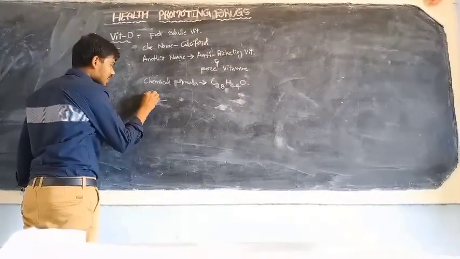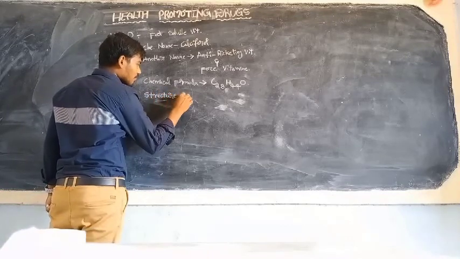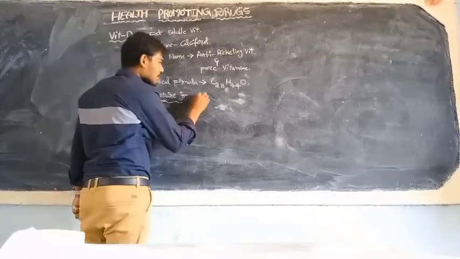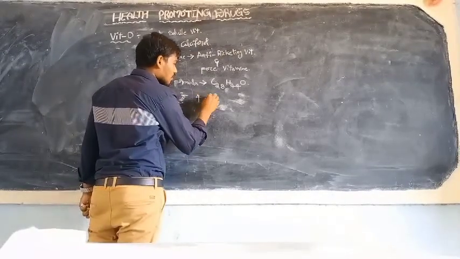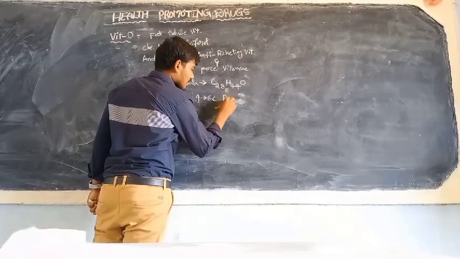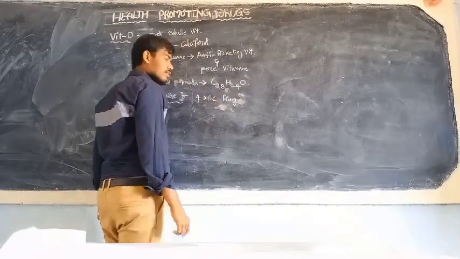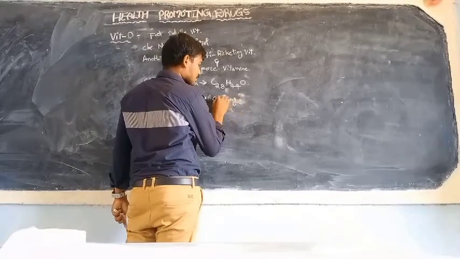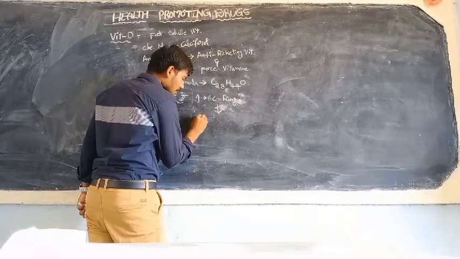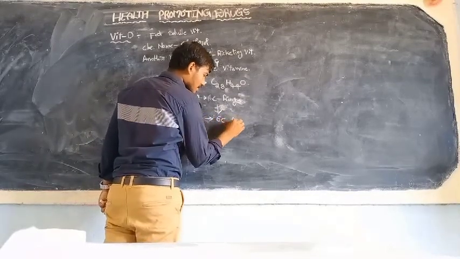Next, the structure of vitamin D contains 4 carbon rings. In these 4 rings, 3 are 6-membered carbon rings.